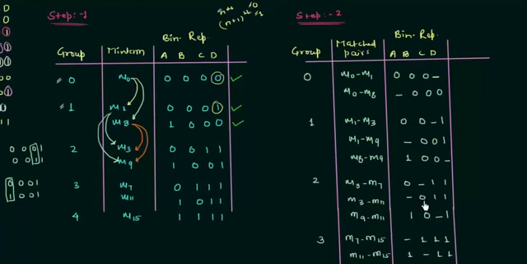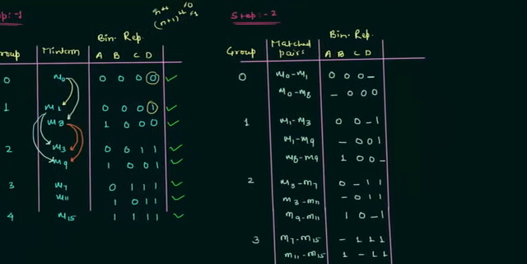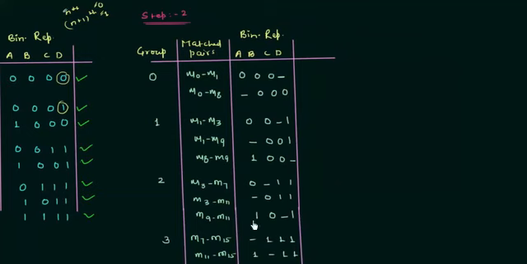I hope you have the same table in your notebook, and don't forget to put the tick mark in front of the minterms that are involved in the matched pairs. So this is step number 2, and now we can move to step number 3. In step number 3, we are going to use this table, and we have to follow the same steps. We have to compare M0 M1 with M1 M3. In the same way, we have to compare M0 M8 with M1 M3, and so on, and we have to again check for the matched pairs.